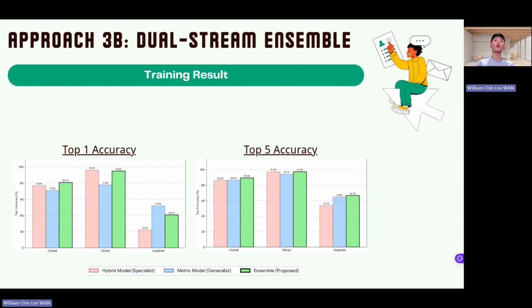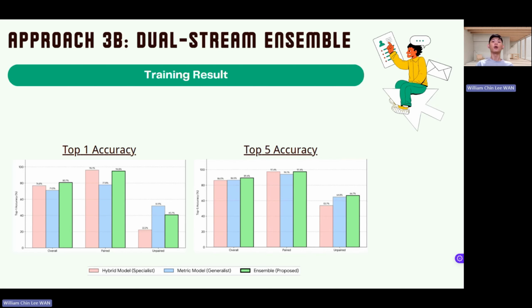Finally, the results demonstrate why this ensemble is necessary. Looking at the top 1 accuracy on the left, the hybrid model failed significantly on unpaired classes, dropping to 22%, and the metric model was more stable on those rare classes. My ensemble successfully bridged this gap, achieving an overall accuracy of 80.7%.